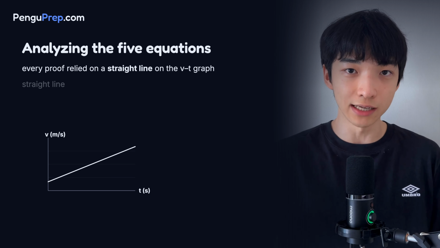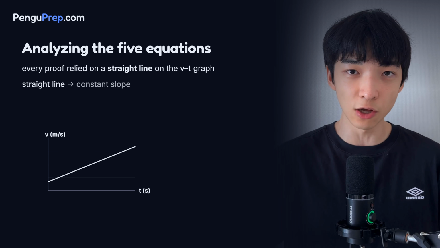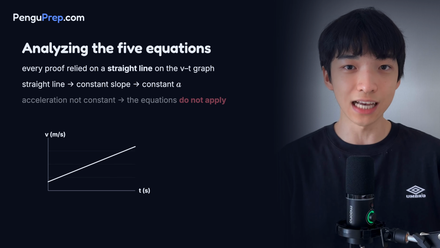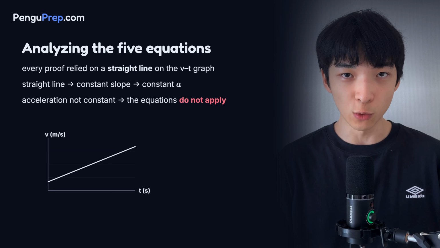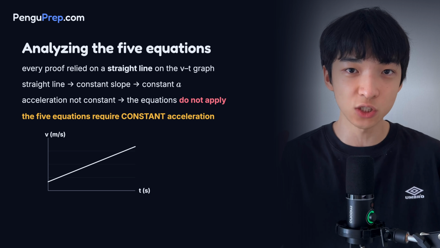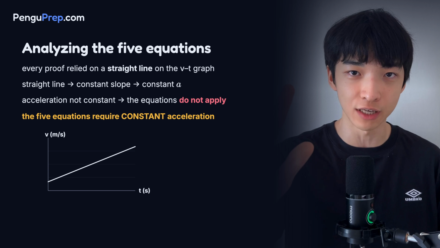A straight line on the velocity time graph means a constant slope, and a constant slope means a constant acceleration. So the moment acceleration isn't constant, all of the equations that we have derived do not work. So remember, acceleration has to be constant for you to apply the 5 kinematic equations.